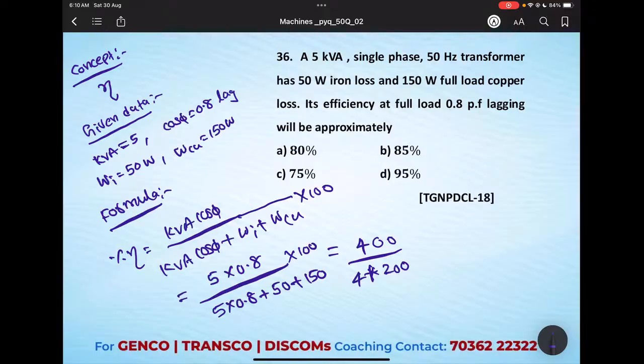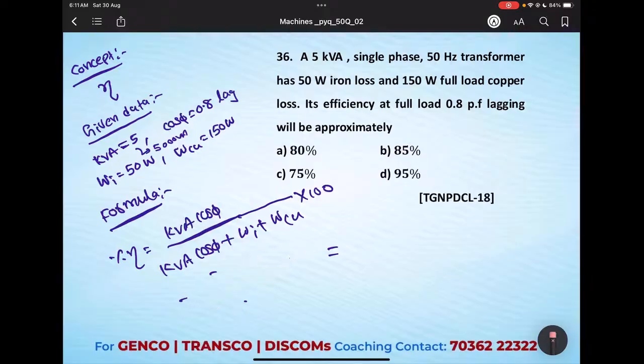Wait, here we have to do what you have to do here. You have to substitute in kilowatts. Since kVA is given in kilo, this also we need to calculate in kilowatts, or you can convert this into 5000 VA. Anything is fine. Okay, how much will it come?